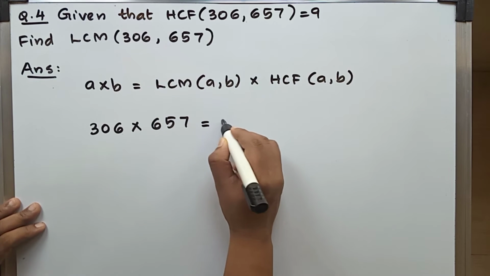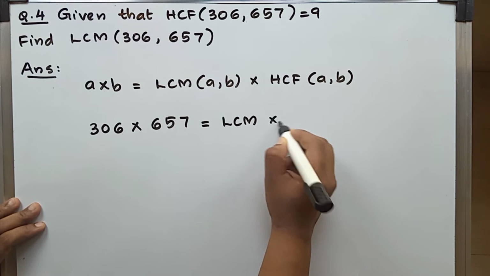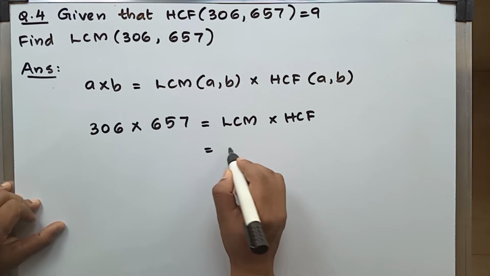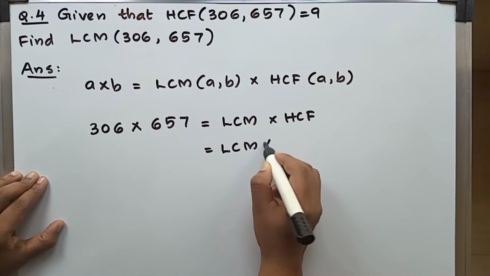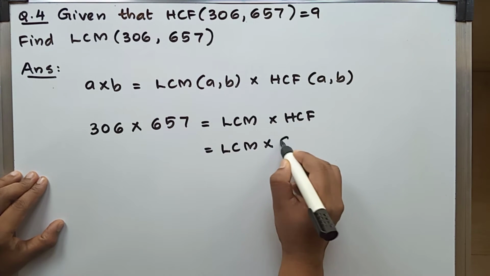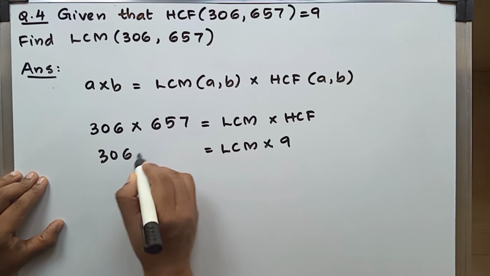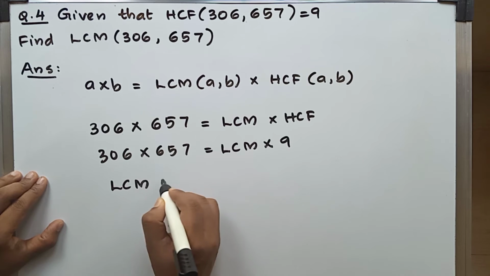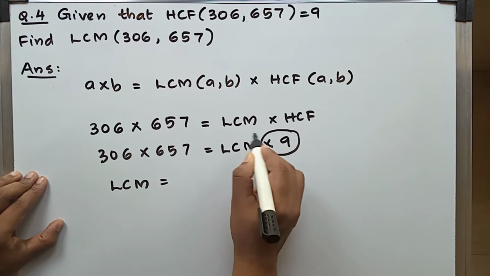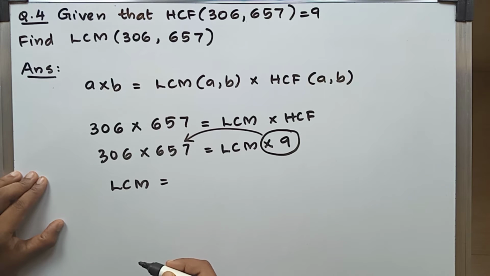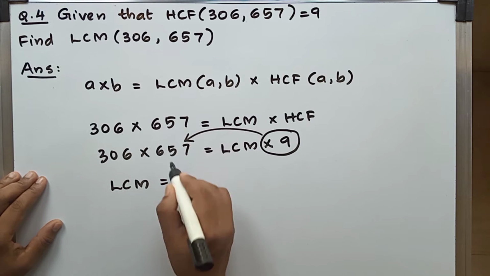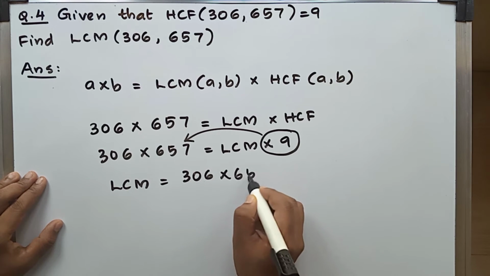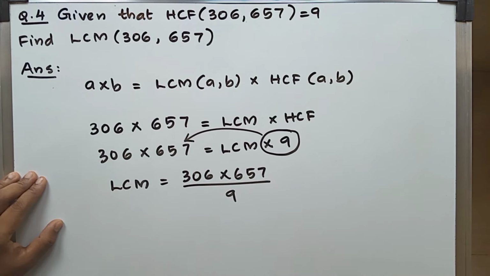Let us apply here. See, here the given numbers are 306 and 657. This is same as LCM into HCF. Actually LCM is not given in the question. We have to find it out. That is the question. And HCF is given as 9. Now what is LCM? To get LCM, we have to take this 9 to the other side of the equal to symbol. Multiplied by, when shifted to the other side, will become divided by. So 306 into 657 divided by 9.